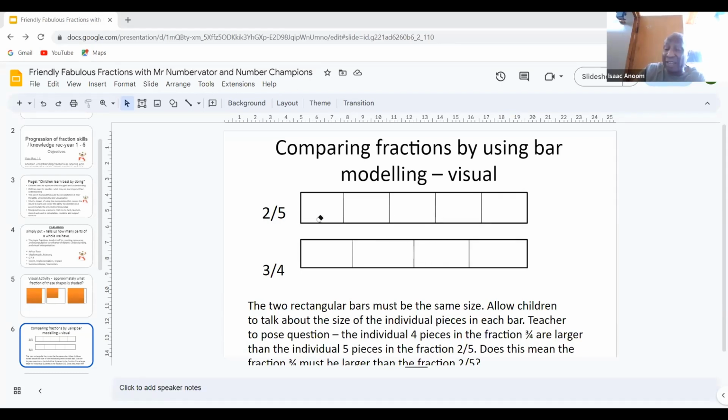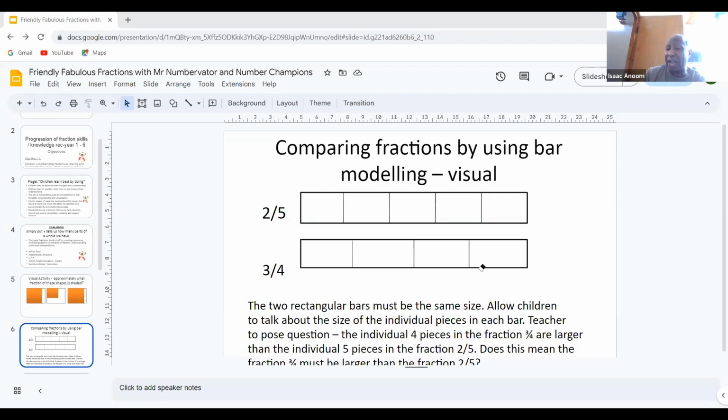So for example, you could give them 6 rectangular bars, the same size as each of these, and then you can divide them up into different denominators. So this one has got 5, this one's got 4, another one might have 6, another one might have thirds, and so on. And they simply shade what the numerator bit is. Then you say to them, which fraction do you think is the largest? And they have to sort of look, and they're going to say, well, the thirds have got bigger slices than the halves, or bigger slices than the fifths, or whatever.